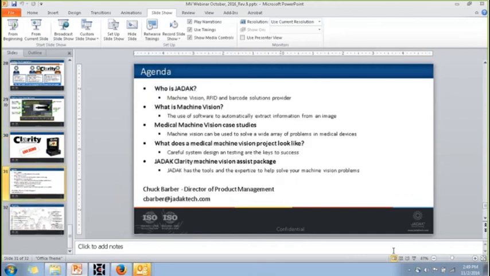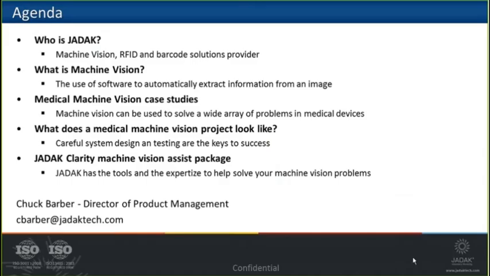With that said, I think we're nearing the end of the presentation. We covered these different topics: briefly who JADAK is, some background on machine vision, some case studies, and in general the steps you have to take in a machine vision project. We talked about the Clarity Machine Vision Assist package. My contact information is up there. If anybody has a question they want to send to me, I'd be very happy to field that and get back to you.